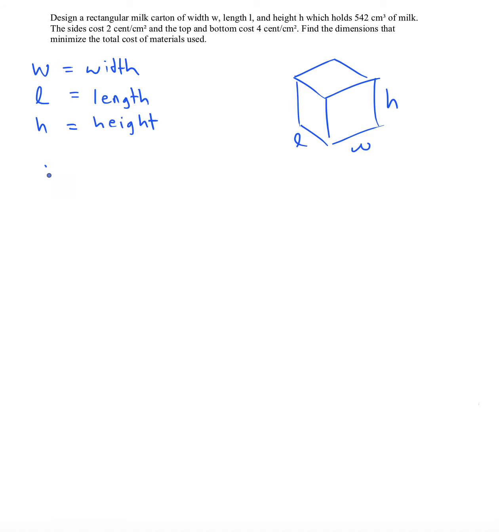So the volume of a box formula comes to mind. Volume equals length times width times height. That formula ends up being part of the constraint equation. A constraint equation is a requirement in the problem here, and here they're saying that the volume has to be 542 cubic centimeters.